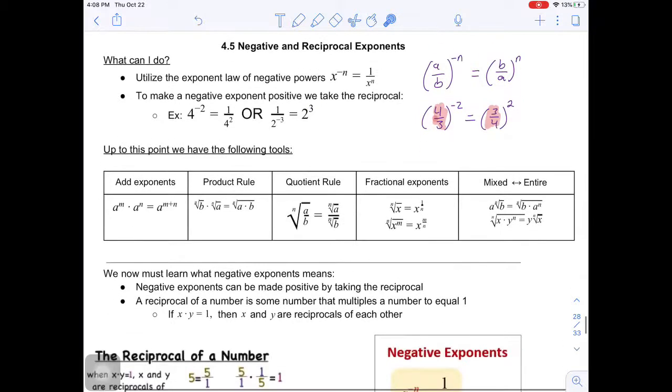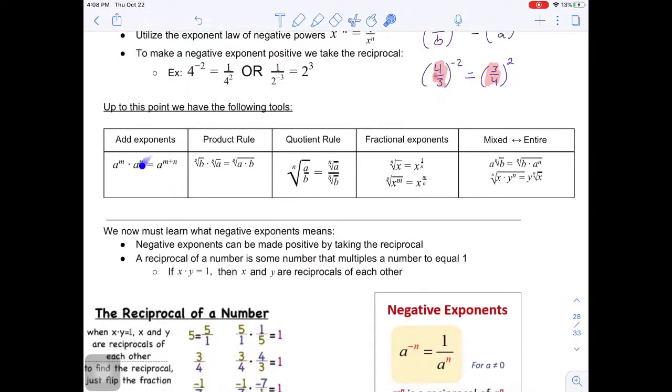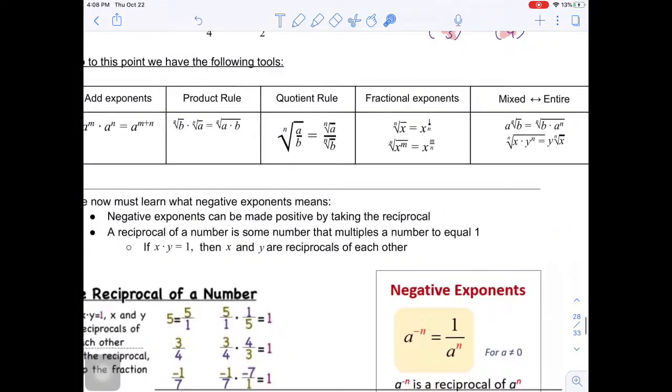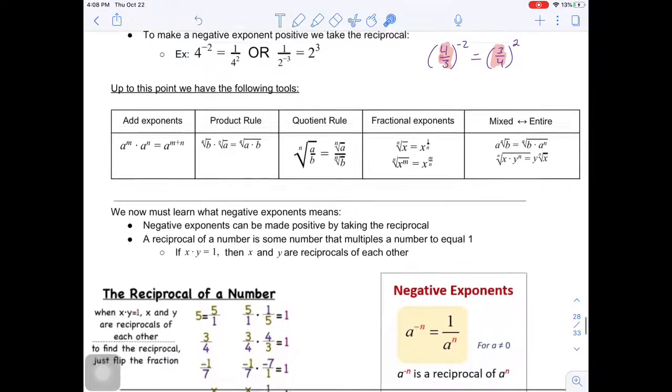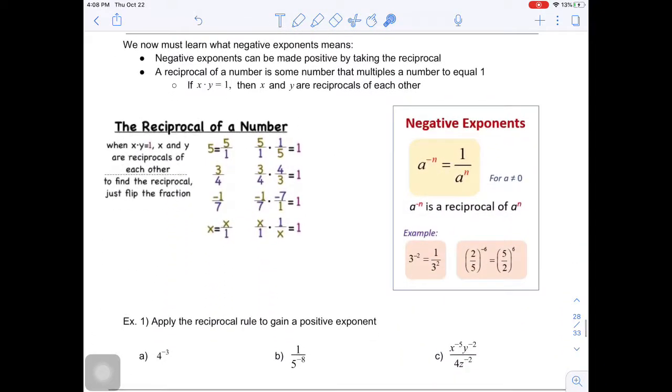So, up to this point, we have the following tools. We've gone over all of these exponent rules up to 4.5. Actually, 4.5 is all about adding this new rule here. So, we kind of just talked about this. We must learn what negative exponents mean. So negative exponents can be made positive by taking the reciprocal.